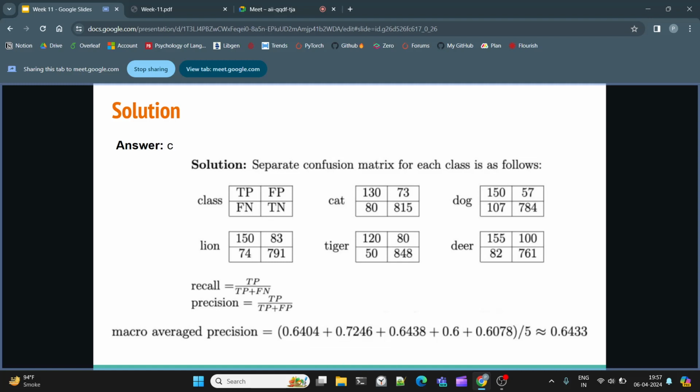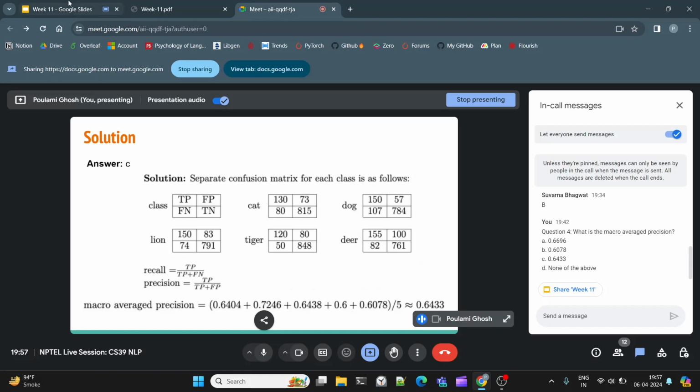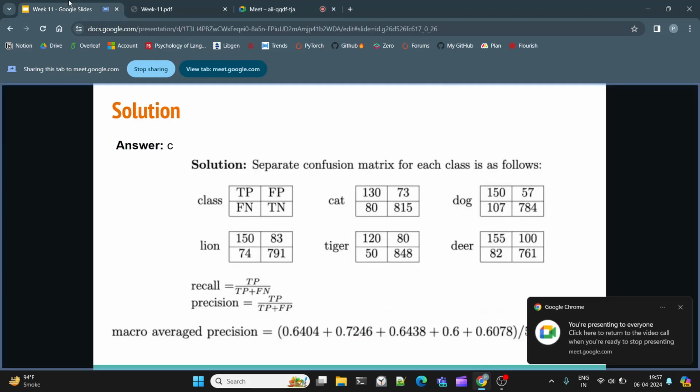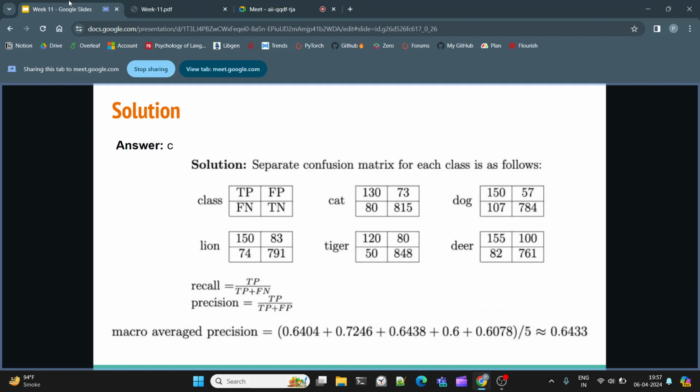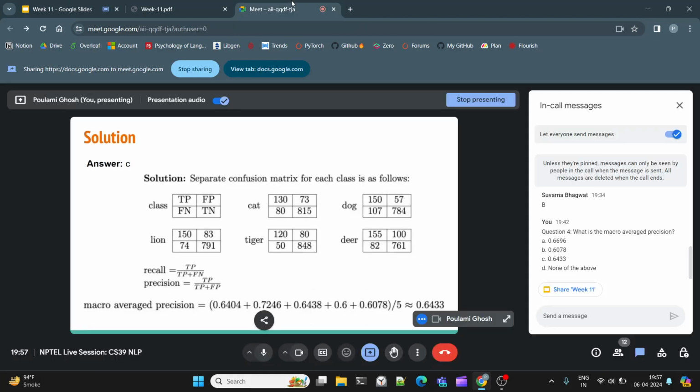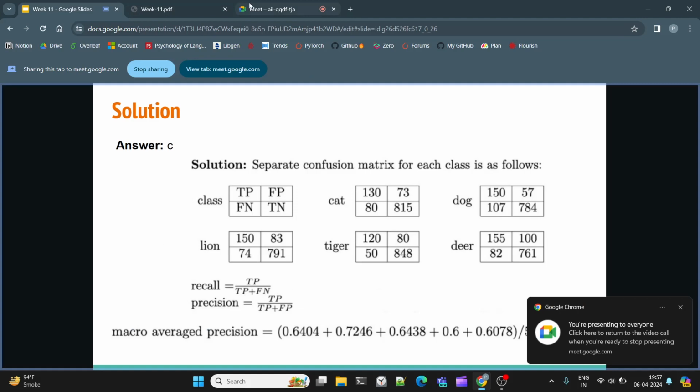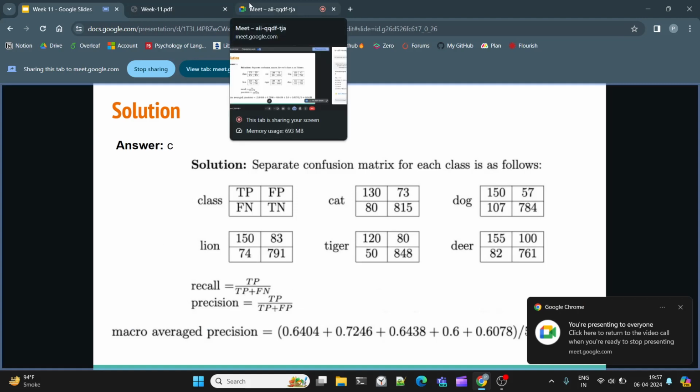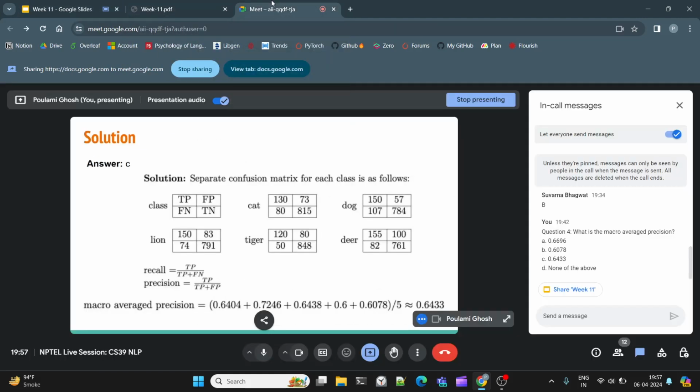Any doubt in this problem? I hope it is clear to everyone. Then we can go ahead.